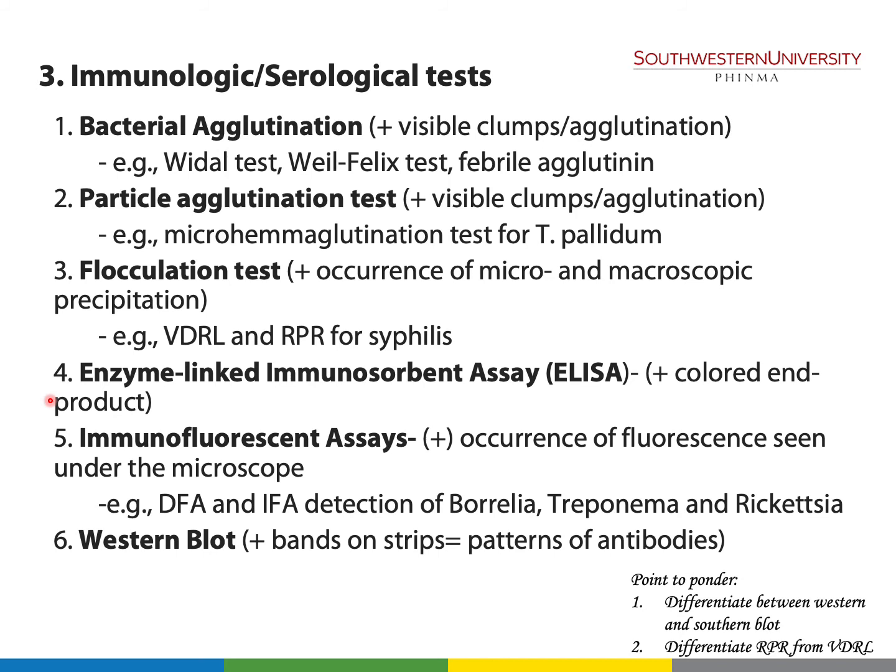Enzyme-linked immunosorbent assay. Your enzyme-linked immunosorbent assay is a sensitive and specific method for the detection of antibodies against certain pathogens. This method consists of enzyme-bound antibodies with the antibody binding sites free to react with their specific antigen. A positive result is a colored end product.